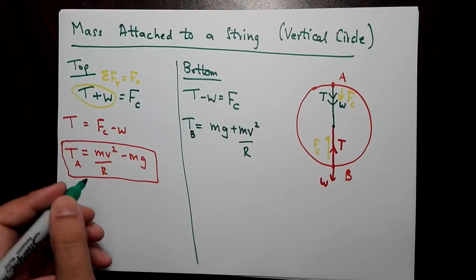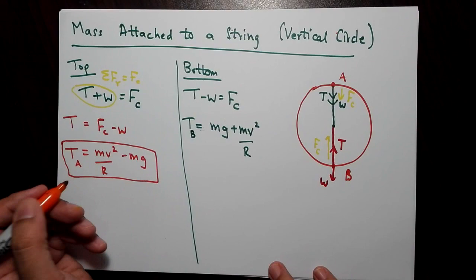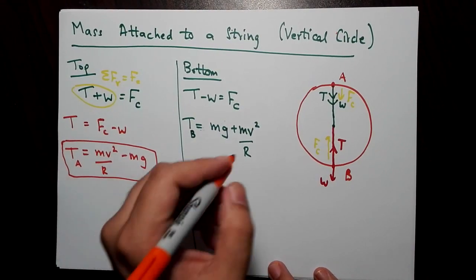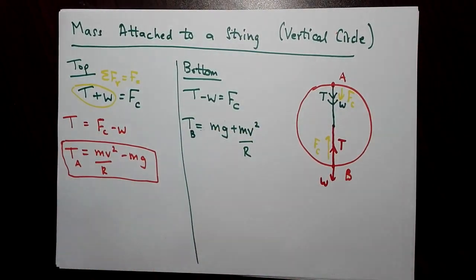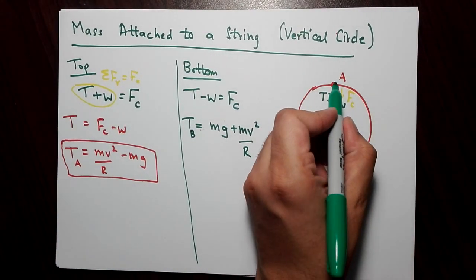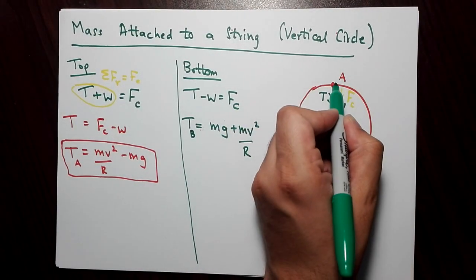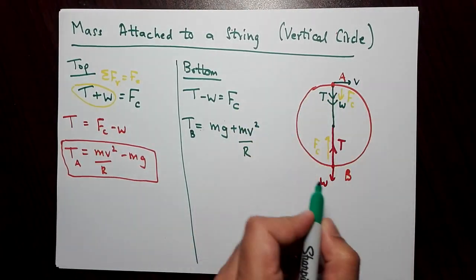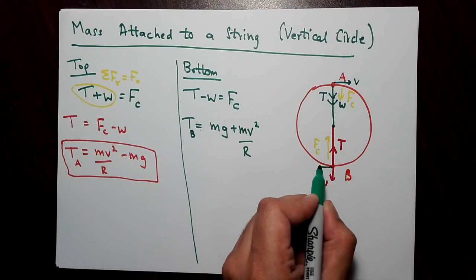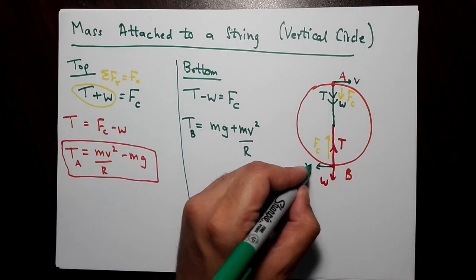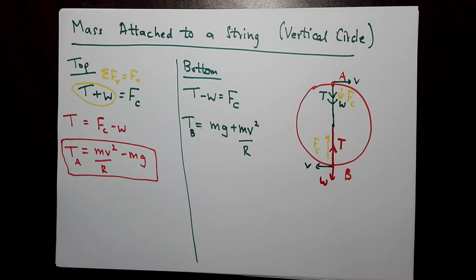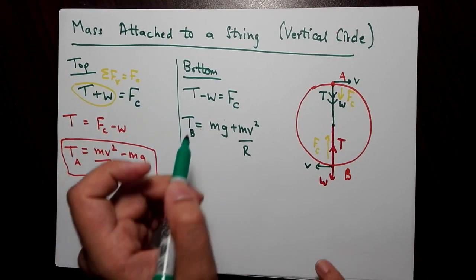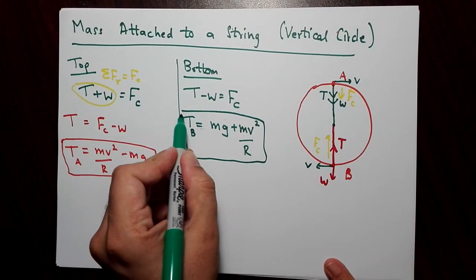Here v is the velocity, the magnitude of the velocity. Let's say that the object is moving in this direction, so v is this. v is the magnitude of velocity. Now these are the tensions at the top and the bottom.